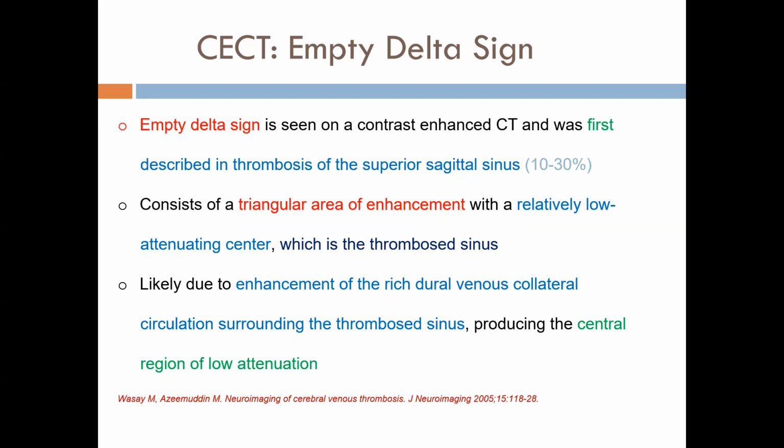So come to the empty delta sign. It is seen in around 10 to 30% of the patients. It was the first sign described on contrast CT. This is a triangular area of enhancement with a relatively low attenuating center. This is due to the thrombosed sinus, likely due to the enhancement of rich dural venous collateral circulation surrounding the thrombosed sinus, producing the central region of low attenuation. Next slide.